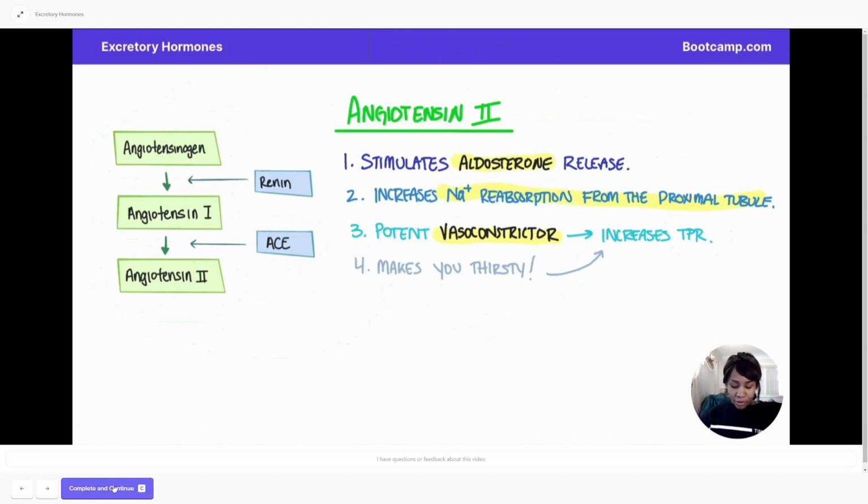And something that we're all familiar with is that angiotensin 2 is just going to make you thirsty. So an easy way to increase blood pressure or blood volume is to simply put more fluid in your blood. And the best way to do that is to just drink some water.